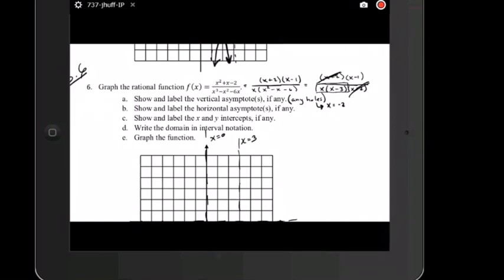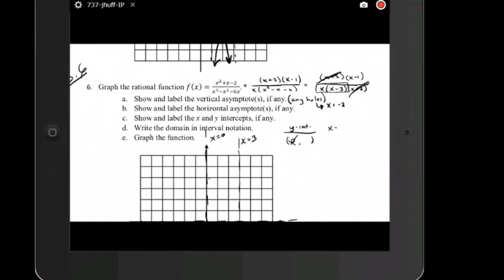No, you're good. Now for part C, the y-intercept, we find by letting x equal 0. The problem is x equals 0 is one of our vertical asymptotes. So x can't equal 0. What that means is there is no y-intercept because we have a vertical asymptote right along the y-axis. So there's no y-intercept.